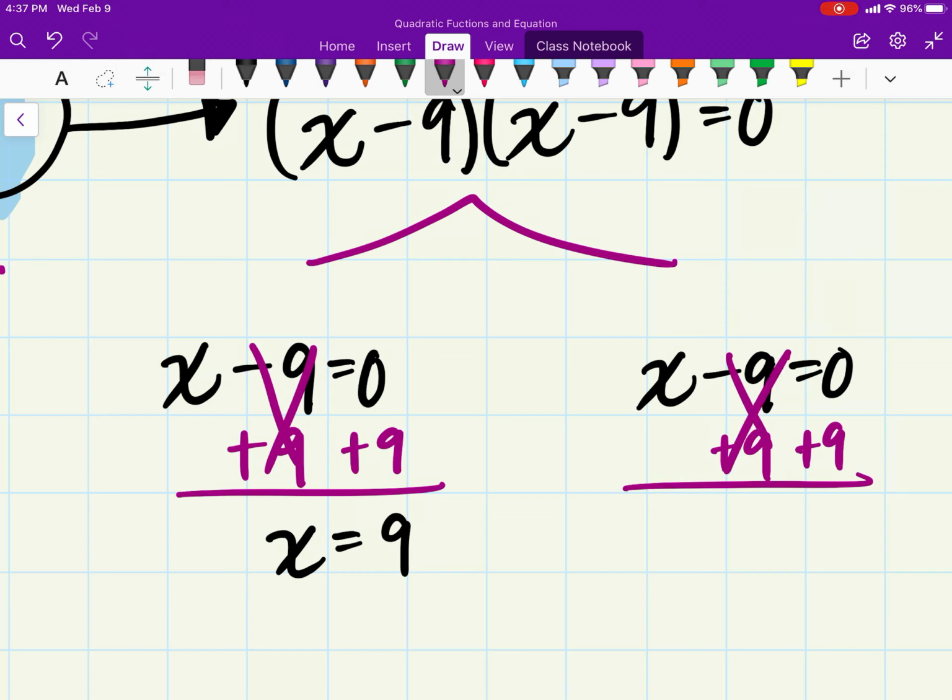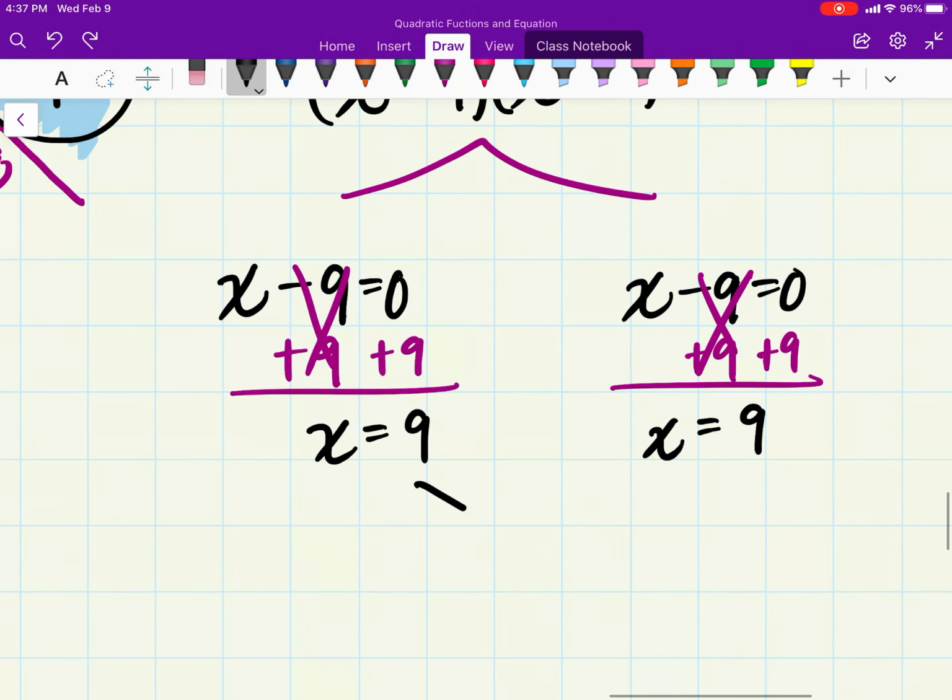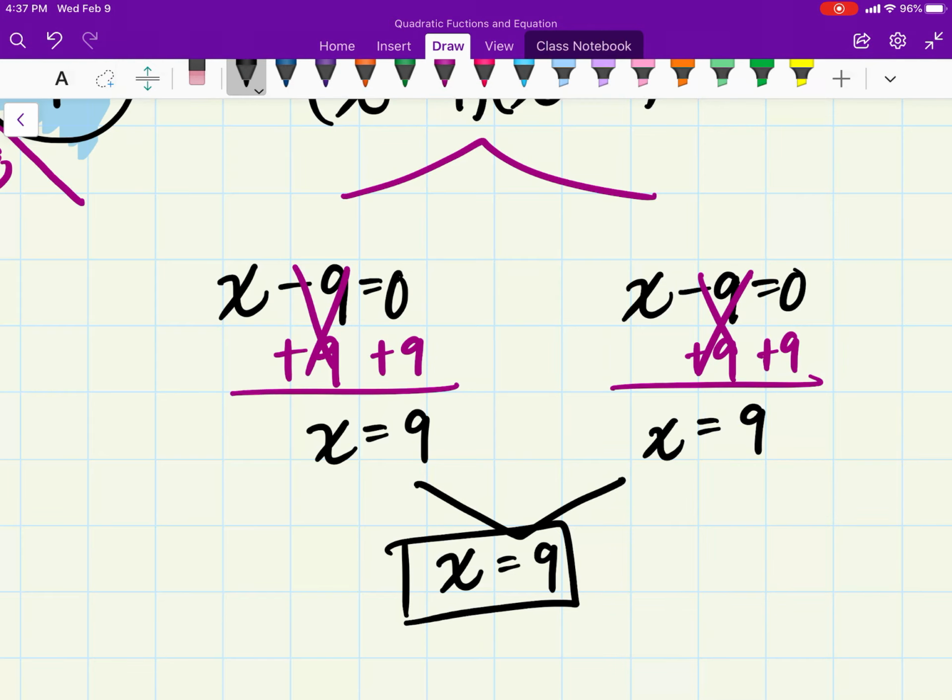If I were to graph this on the graphing calculator here, what this is telling me is that I actually only have one value for x, which means there's only one x-intercept at x equals 9. And that's our answer, only x equals 9.